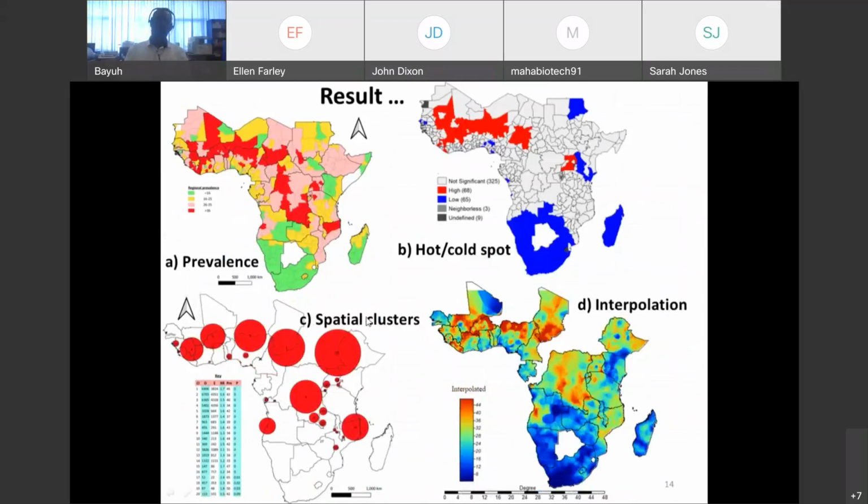These four map indicators show different situations. The first and the second are based on polygons. These polygons are regions, admin one, or provinces. The first shows the prevalence.